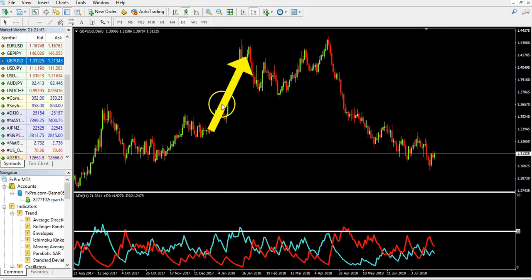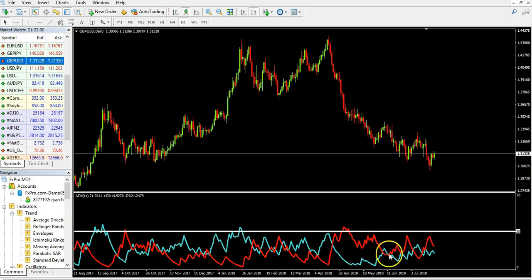You can see here again price is moving up. The blue line is above the red line. You can see over here price is moving down and the red line is above the blue line because the red line is indicating that it is a bearish trend, and it is right here. So the red line's moving down.